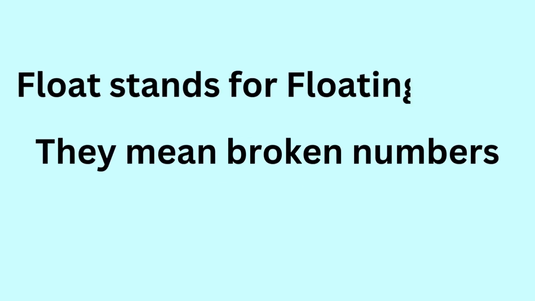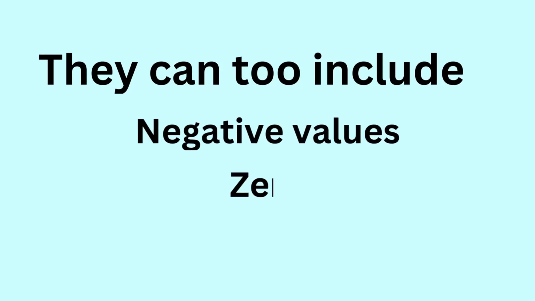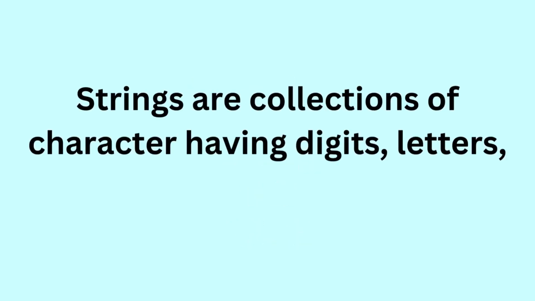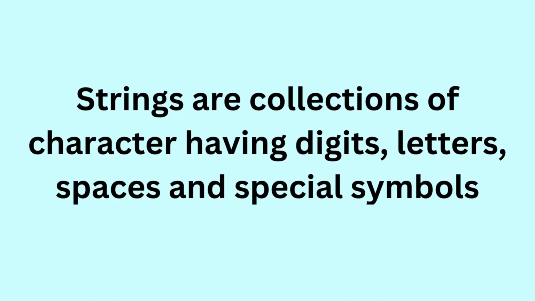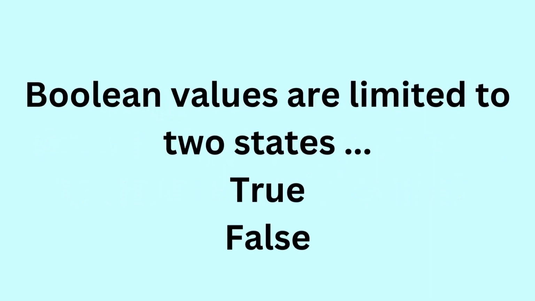Float. Floats are floating point or fractional numeric values. Like integers, they may be negative values, 0, or positive values. Examples include -23.34, 0.0, 67.19, etc. String. Strings are collections of characters that may include digits, letters, space, or special characters, making a single unit. Boolean. Boolean values can be only either true or false.